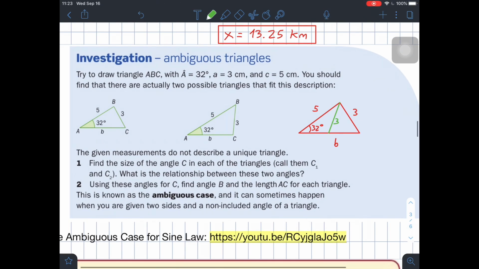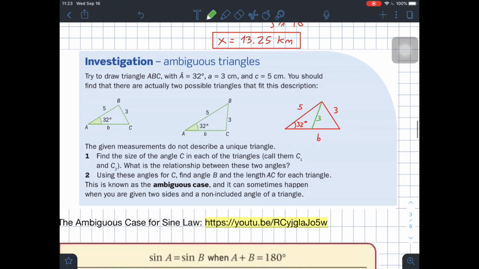Okay, so how do we work in these cases? It says, the given measurements do not describe a unique triangle. Number 1, find the size of angle C in each of the triangles. Call them C1 and C2. What is the relationship between these two angles?